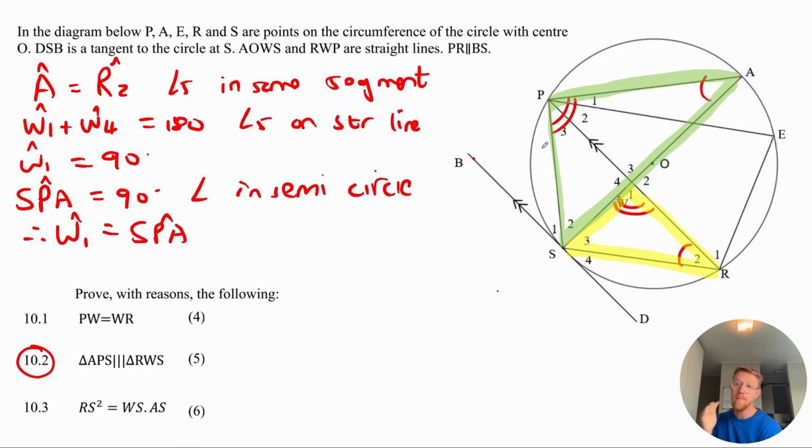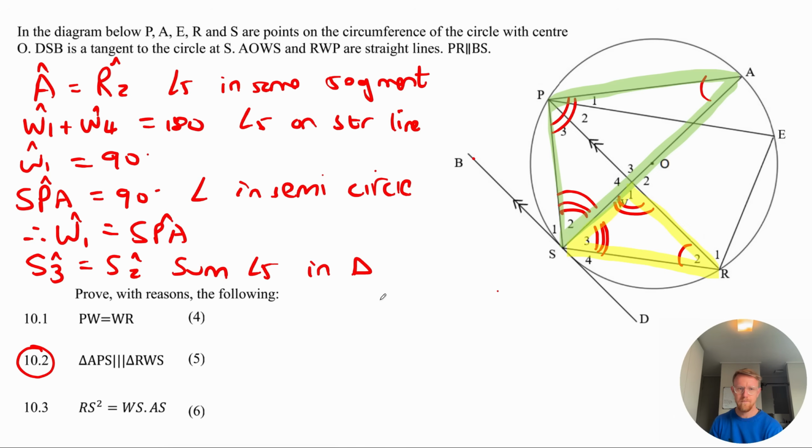So then remember, that automatically allows us to say that the third angle pair must be equal. So we can then say that S3 must be the same as S2. And that's just because they're the remaining angles that we haven't found yet, and that we always say as sum of angles in a triangle. Okay, so we've now gotten all of that.